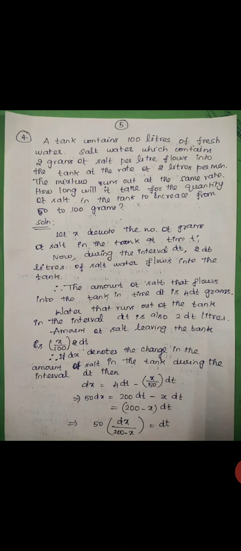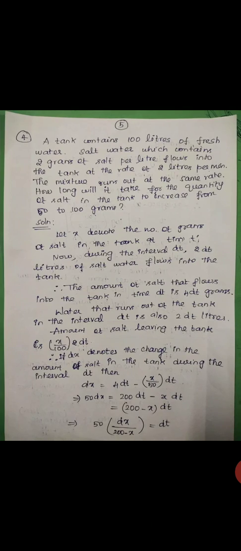50 dx is equal to 4 into 50, which is 200, 200 dt minus x dt. I have to simplify. Taking dt common outside on the right hand side, we get 200 minus x into dt. Here also we are using the variable separable method: 50 dx by 200 minus x equals dt.